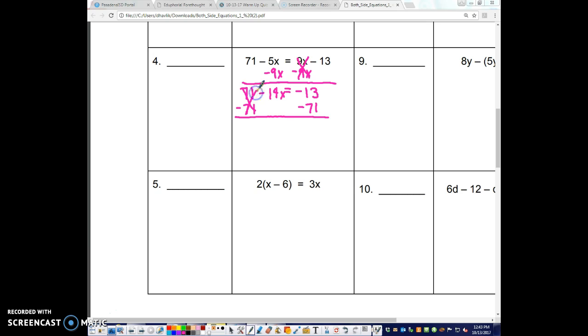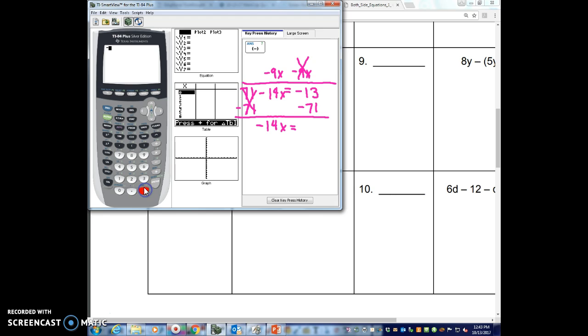Okay, so that ends up being 0. We have negative 14x equals, what's negative 13 minus 71? Negative 13 minus 71. Negative 84.